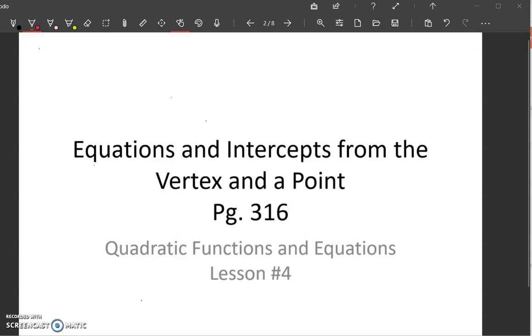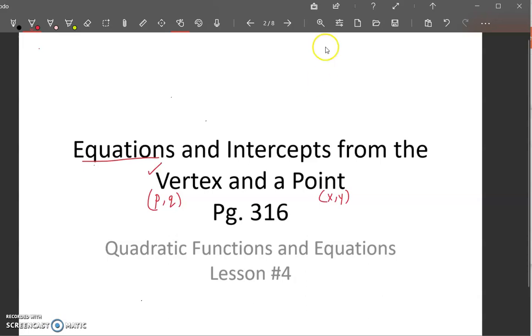In today's lesson, which is on page 316 in your workbook, we will be looking at how to find an equation if we are given a vertex, so the point P and Q, and any other point on there, let's say any x or y. How are we going to get an equation from it? That will be the main concept. Along with it, we will also look at how to find x-intercepts and y-intercepts using that form.